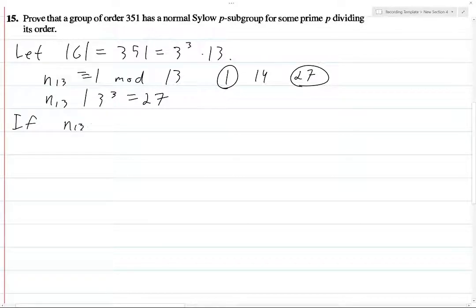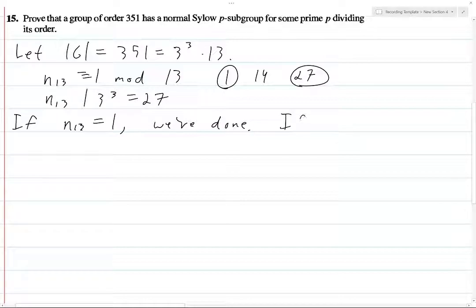If n_13 equals 1, we're done because the collection of p-Sylow subgroups is closed under conjugation. If there's only one Sylow 13-subgroup, then conjugating by any element of the group gives you that same Sylow 13-subgroup, and so it's normal. And so that's that.